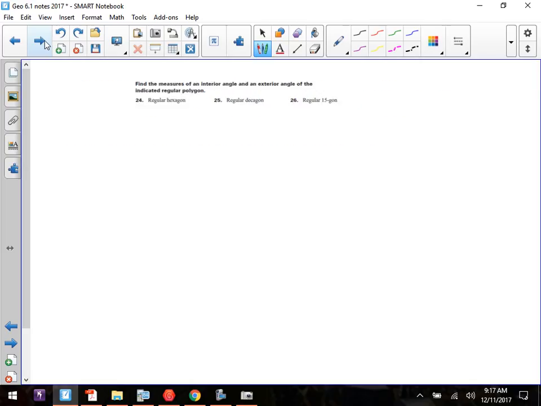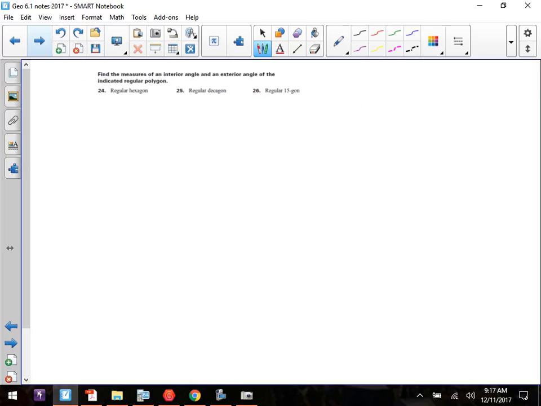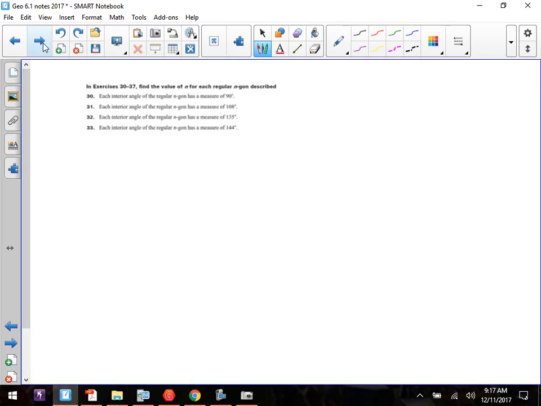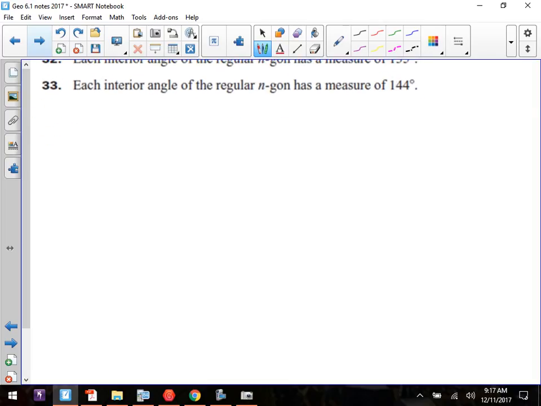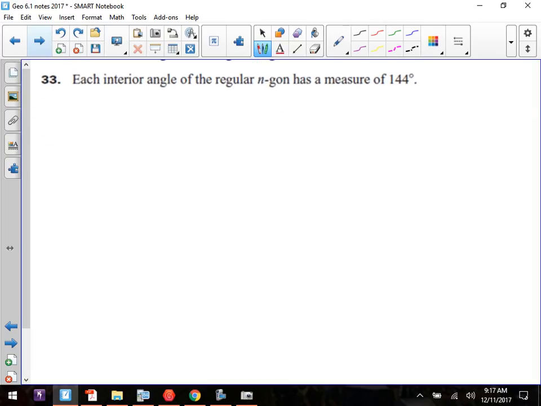Yeah, that's pretty easy on that one. Find the number of sides if each individual interior angle is 144. How many sides does it have if the regular polygon has 144 degrees for each inside angle?